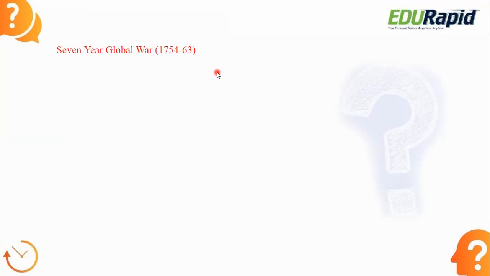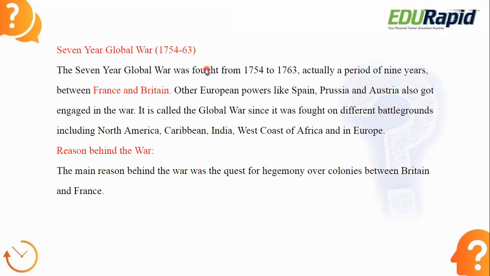The first we're going to study is the 7-year global war. Here three things you need to understand: why the 7-year global war happened, between which parties it happened, what is the main reason behind it, and how it ended. These are the 3-4 factors you need to study in the 7-year global war.